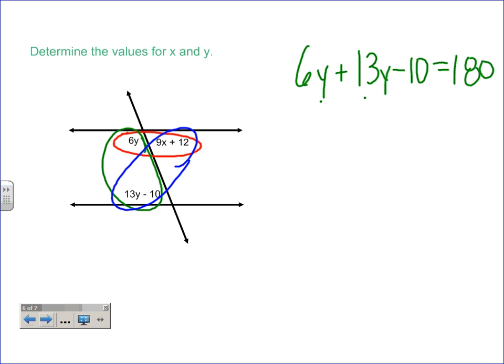These two are on the same side, so go ahead and add them together. Minus 10. I wrote it down right? It's minus 10? Yep. Yeah, I think dividing by 19 here is a really, really bad idea. So let's add 10.